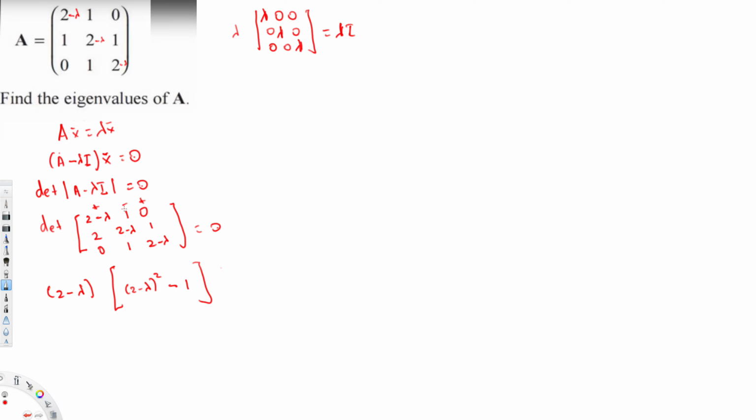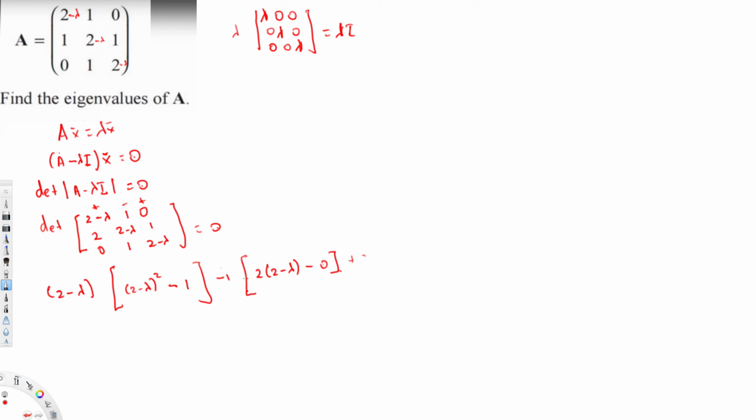Then I take the 1 right here. It's minus 1 because the sign on top is minus. If I eliminate the vertical and horizontal, this is going to be 1 1, 0 2 minus lambda. So 1 times 2 minus lambda, and on the other side 0 times 1, which is 0. And the last one you don't even have to worry about, because if you multiply by 0, it's just going to be 0.